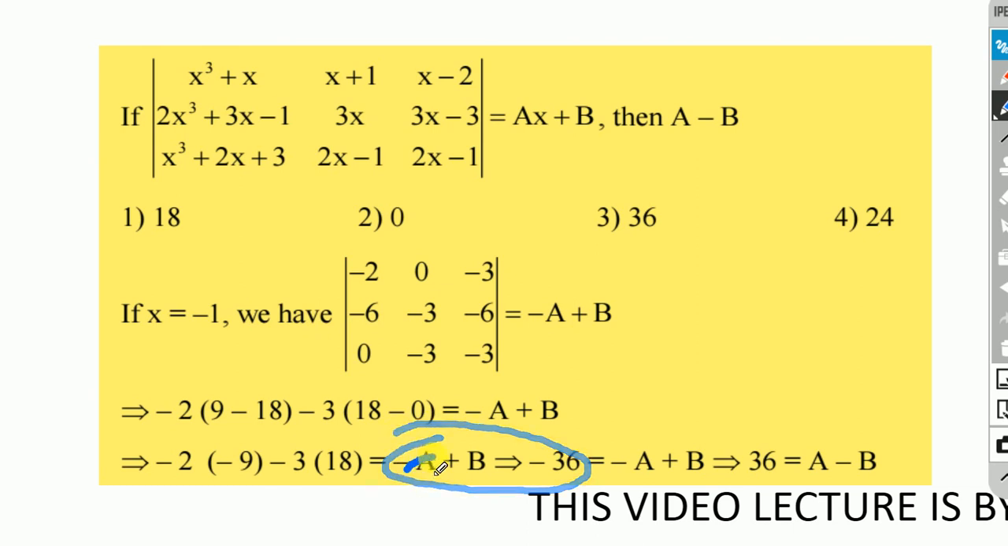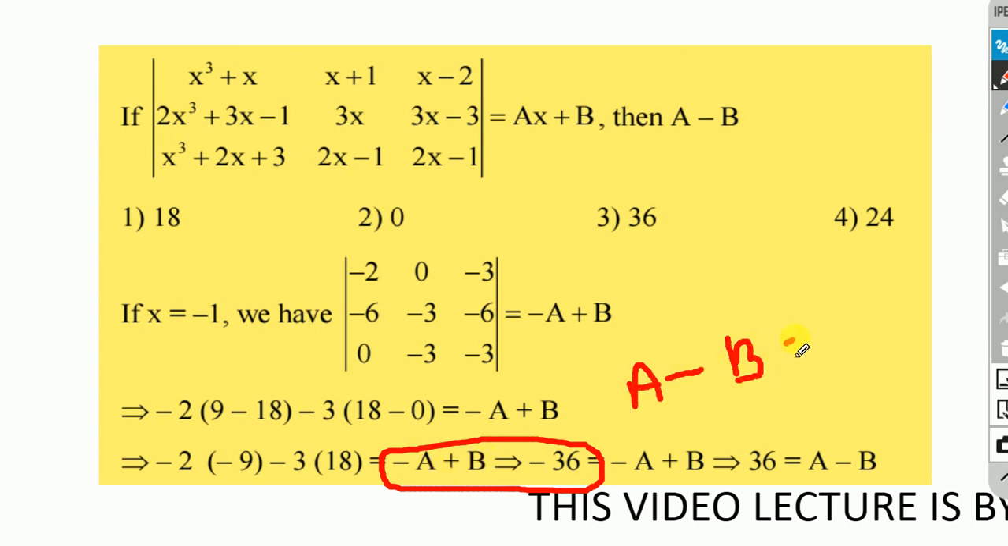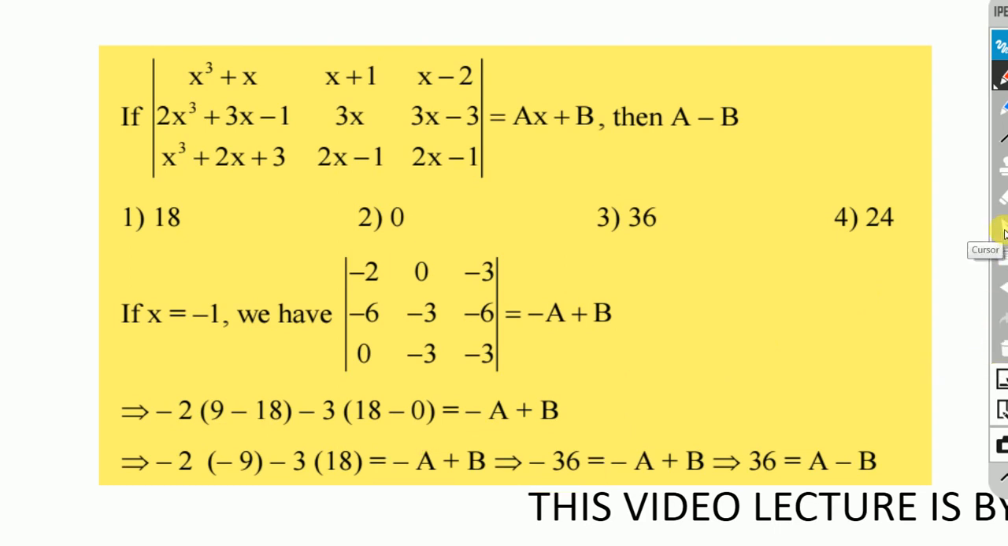Will multiply by minus, so I have a minus b. A minus b is equal to plus 36 here. See here, you can note this. I have this multiply by minus, so minus a becomes plus a, minus b, which is equal to 36. That is option 3 is the right answer for this question. A minus b is equal to 36. That is the required value.